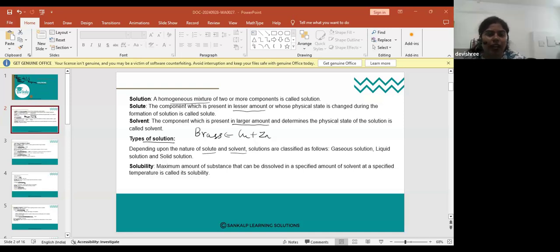The main thing to look at is the solvent. Again, liquid and solid: amalgam of mercury, you must have heard about this amalgam of mercury. Zinc amalgam, you must have heard, zinc with mercury combination.